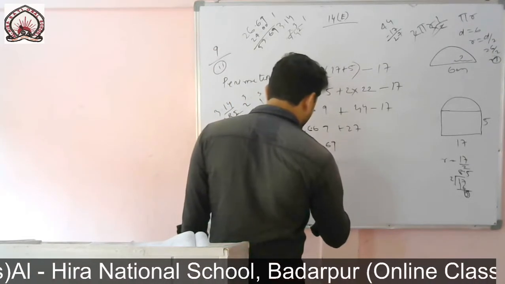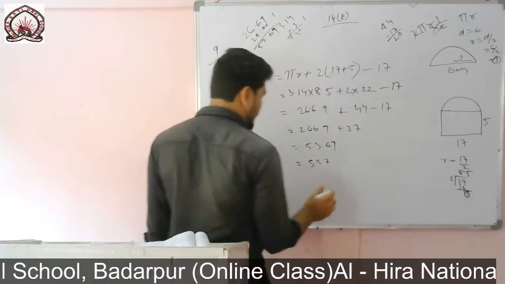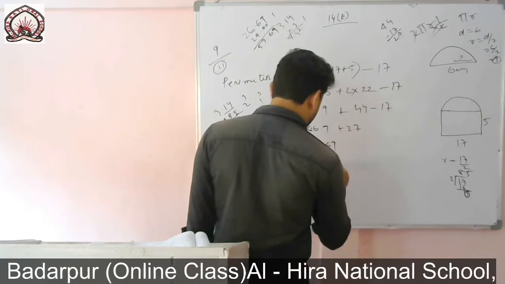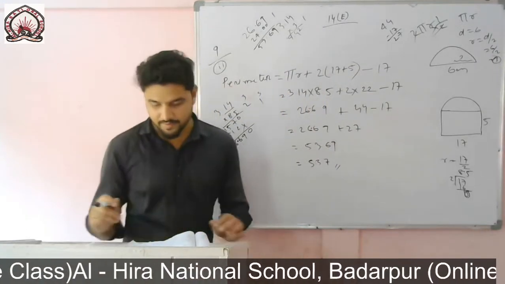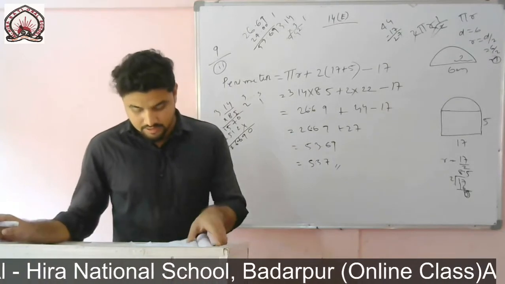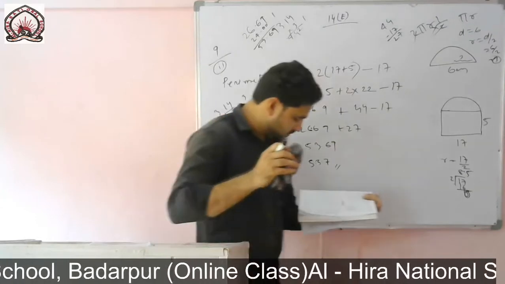Approximate to one digit, so you can write 53.7, correct to one decimal place. Okay, now come to question number 3. You see the shape.